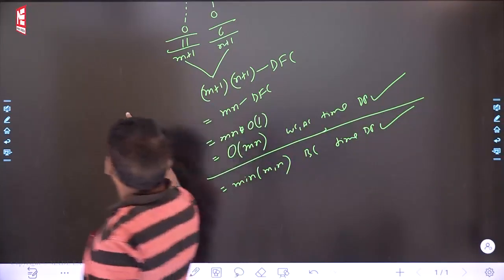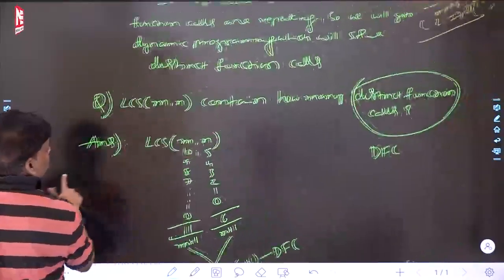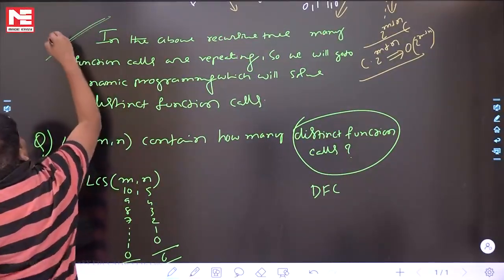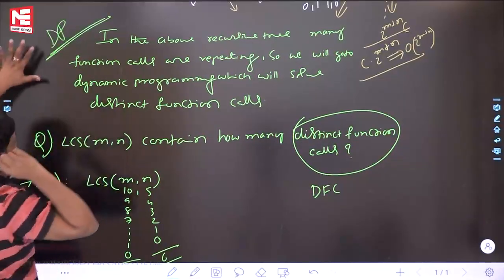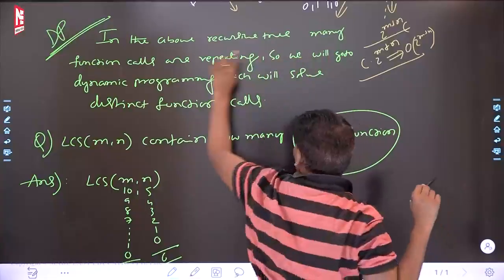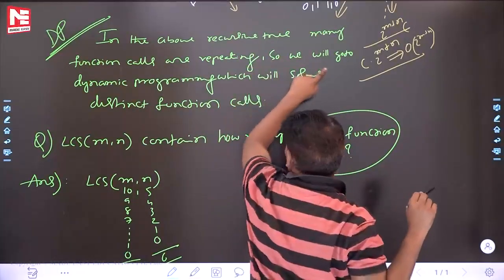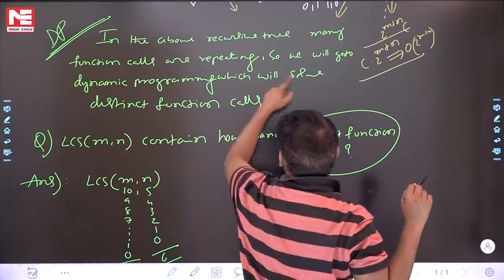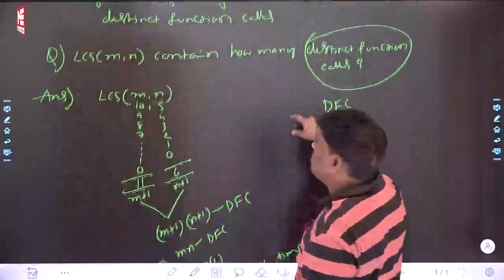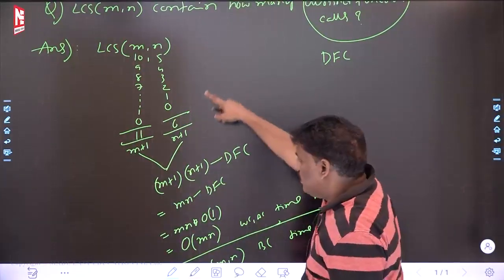Dynamic programming is about distinct function calls. See this one, this is the story. From here onward, dynamic programming starts. What is dynamic programming from here? In the above recursive tree, many function calls are repeating. So we go to dynamic programming, which will solve distinct function calls only. So next question: how many distinct function calls? This is the way of analyzing.